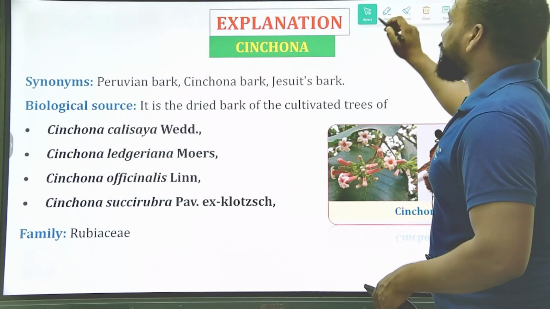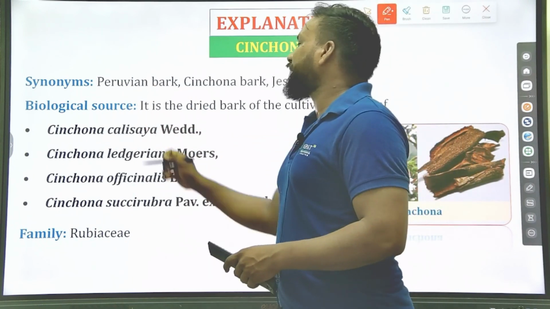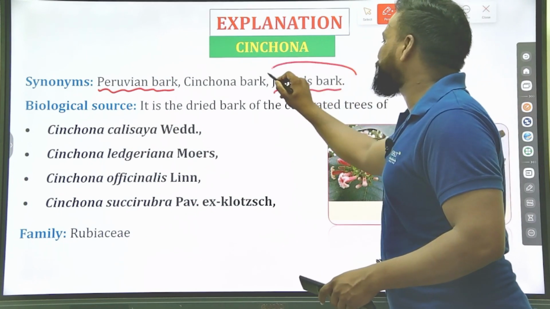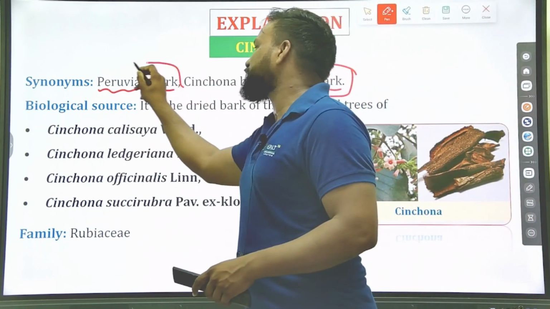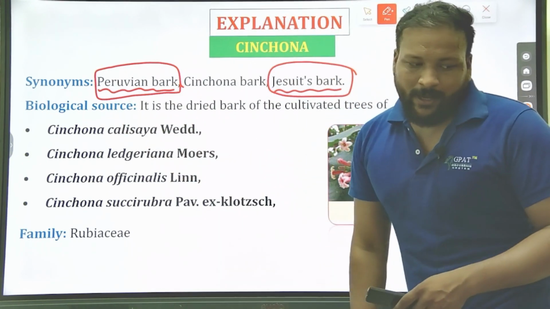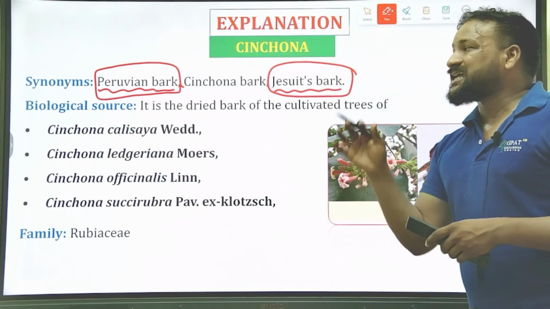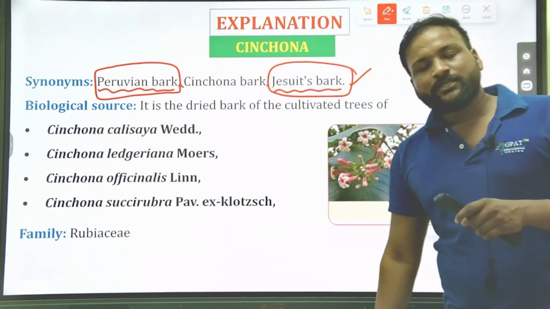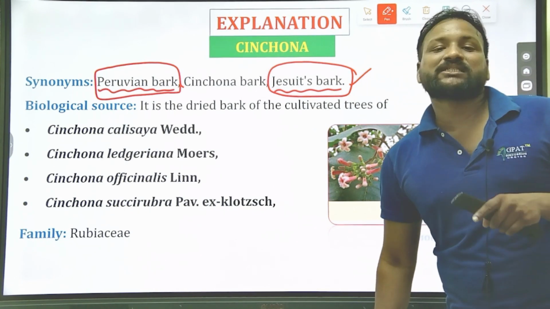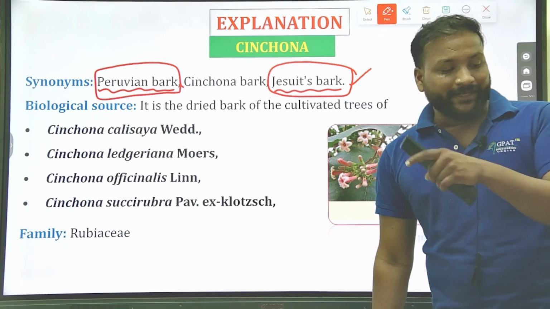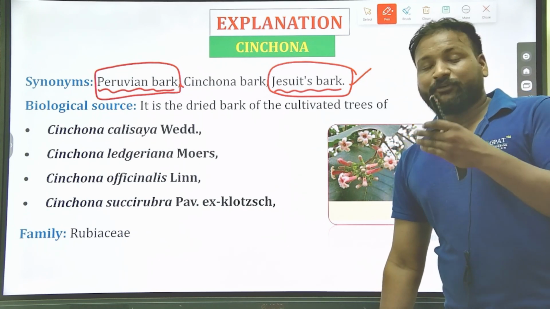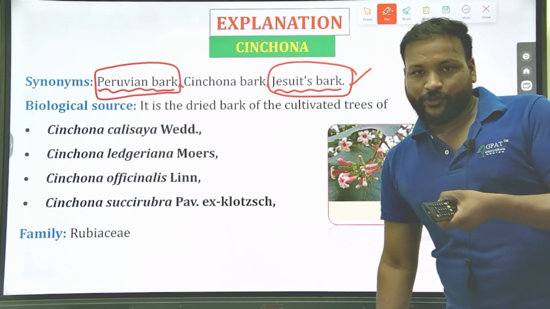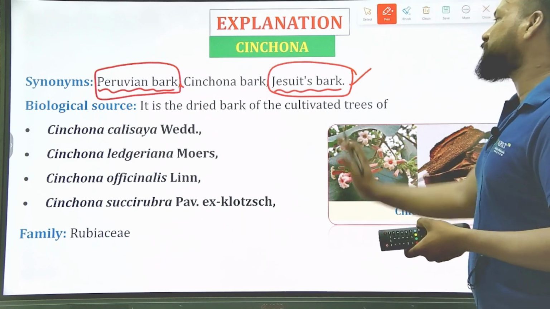Try to remember the synonyms also. Whenever any special synonyms are there for any drug, do try to remember them, because synonyms are also very important and we can expect them in your questions. Cinchona has synonyms Peruvian bark and Jesuit bark. So you can get a question like, which of the following barks is known as Jesuit bark, or Peruvian bark? They'll give you options: cinchona, cinnamon, kurchi, cascara. So Peruvian bark as well as Jesuit bark are the synonyms.